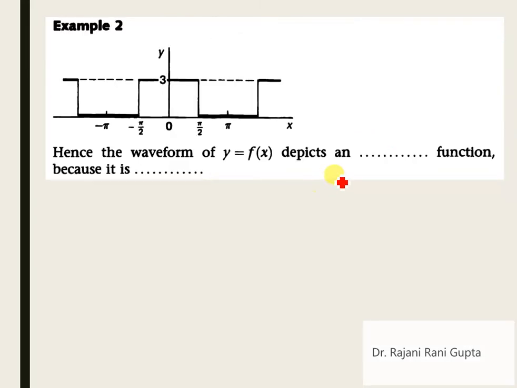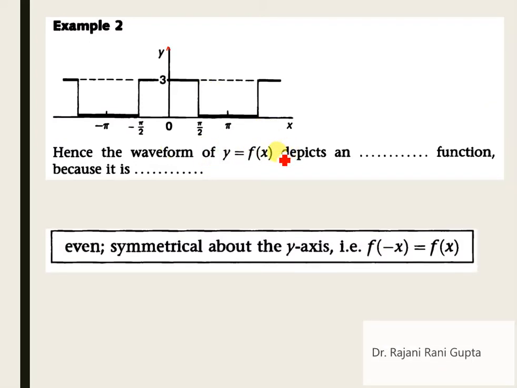Now let's look at this example. Let's first check the symmetry about the y-axis. If we look at the y-axis, this is symmetrical about the y-axis. So we say that it is an even function, because it is symmetrical about the y-axis, and also f of minus x is equal to f of x.